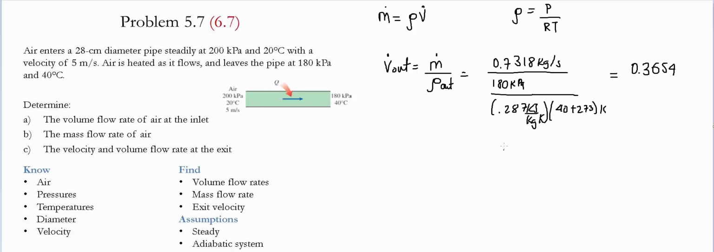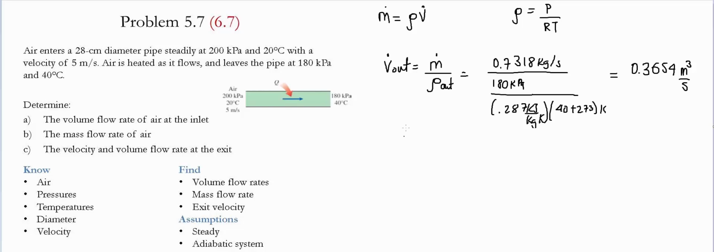Now let's work out the units. This is kilograms per second. This is once again kilonewtons per meter squared, and this is kilonewtons per meter, kilograms Kelvin times Kelvin. Kelvin and Kelvin cancel out, kilograms and kilograms cancel out, and kilonewtons and kilonewtons cancel out. Meter squared and meters become meter cubed, divided by second, giving meter cubed per second, which is the unit you have for volume flow rate.